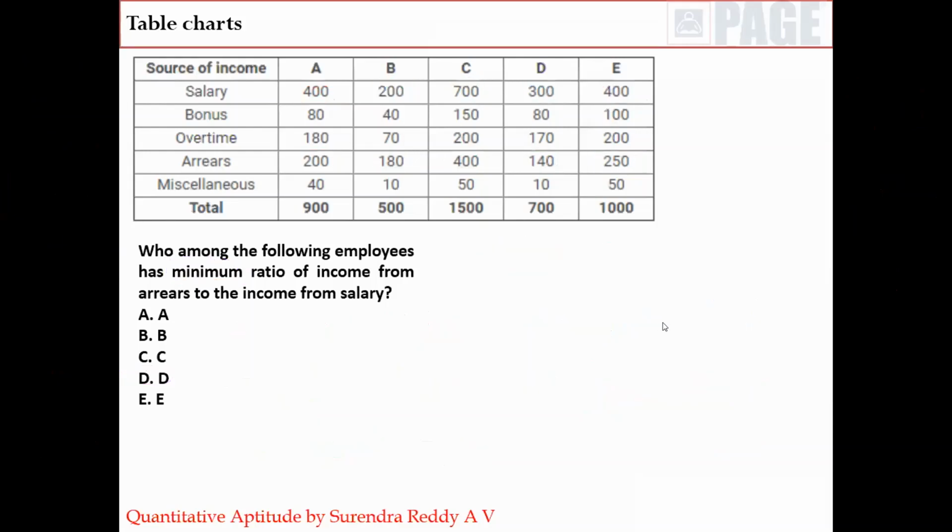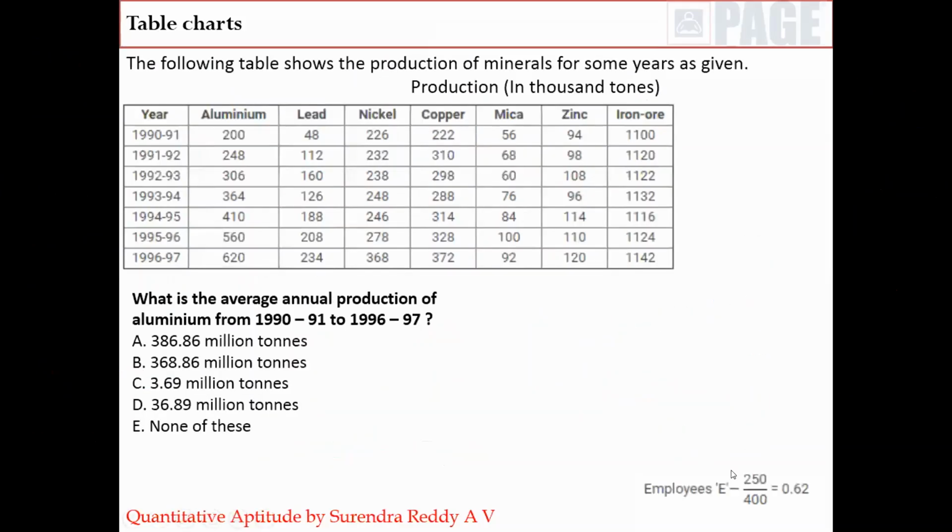Next question. Now let me explain what the table is talking about. The following table shows the production of the minerals for several years. The production is in thousands of tons. All the numbers in the table are represented in thousands of tons. The minerals are aluminium, lead, nickel, copper, mica, zinc, and iron ore, and the period from 1990 to 97 is given.